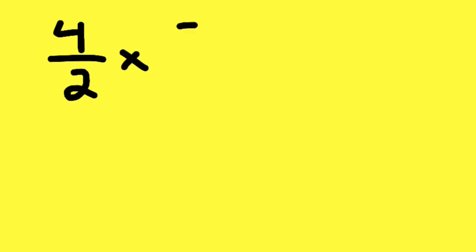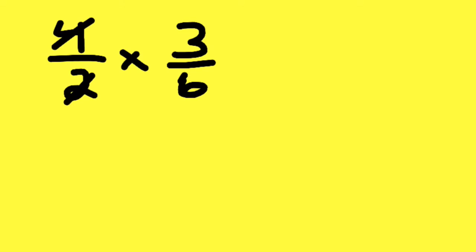So let's say we have 4 over 2 times 3 over 6. So how can we cancel stuff here? Well, you can do it in multiple ways, but one thing I'm going to do is cancel the 4 and 2. So 4 divided by 2 is equal to 2, and then the 2 will just become a 1, because you're dividing by 2. So you get 4 divided by 2 is 2, and 2 divided by 2 is 1.